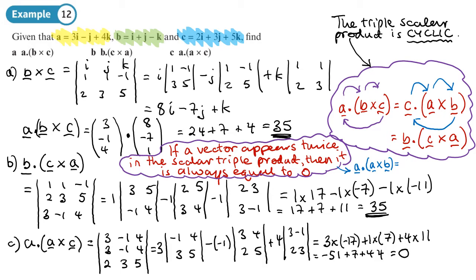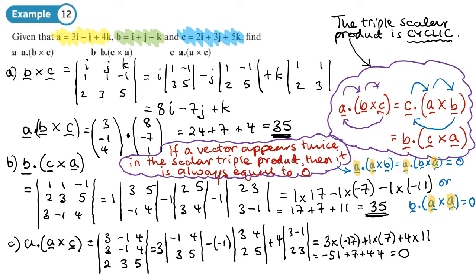Then let's say you've got A dot B cross A, and that equals 0, or even if I had B dot A cross A, and then we know that A cross A is equal to 0 anyway, so that equals 0. The important thing is that this vector appears twice. It doesn't need to be next to each other. As long as it appears twice, we're always going to get 0 as a result.